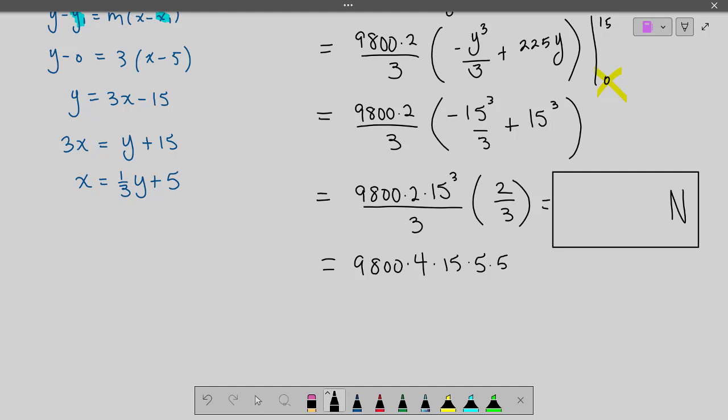tell us how many newtons we get. A lot of newtons. Tons of newtons. 14,700,000 newtons. 14,700,000? Yes. A lot of newtons. So that's the force on the wall.